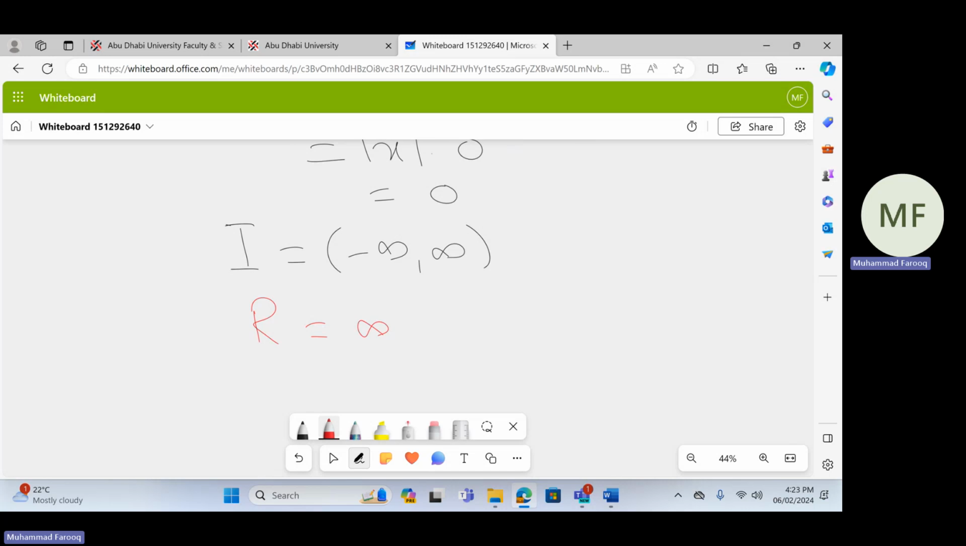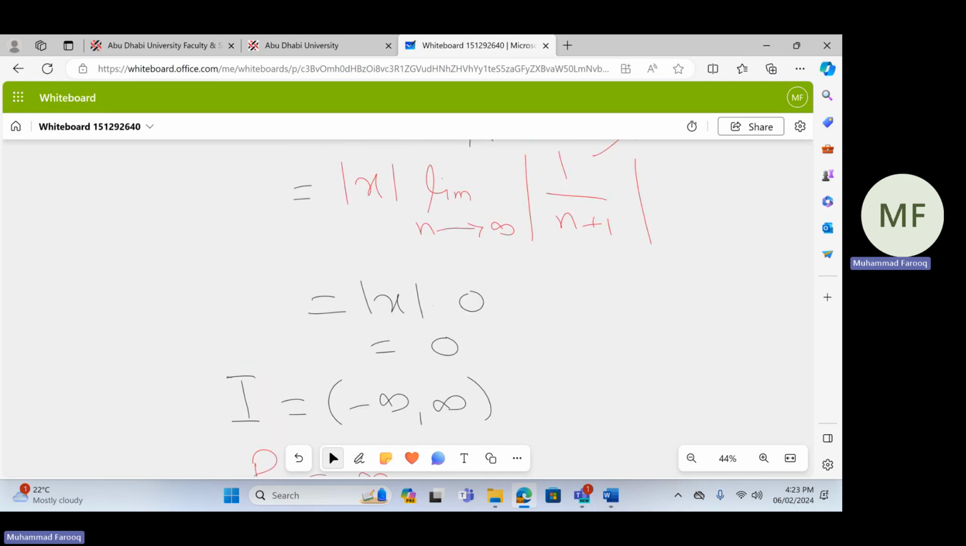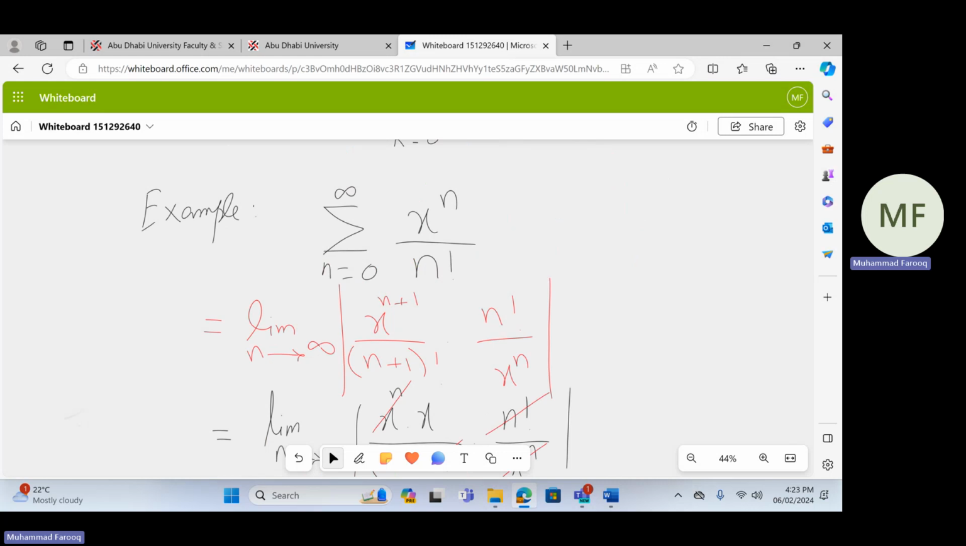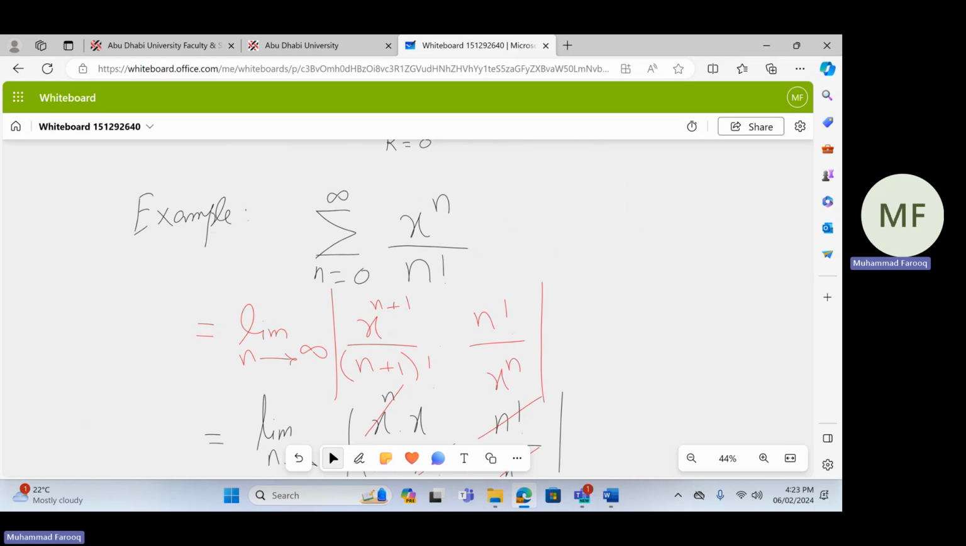So therefore, is it possible that x equals infinity? No, it is the interval of convergence and the radius of convergence. What does this mean? It means this power series converges everywhere, on all x values, from negative infinity to infinity. On every x value it converges.